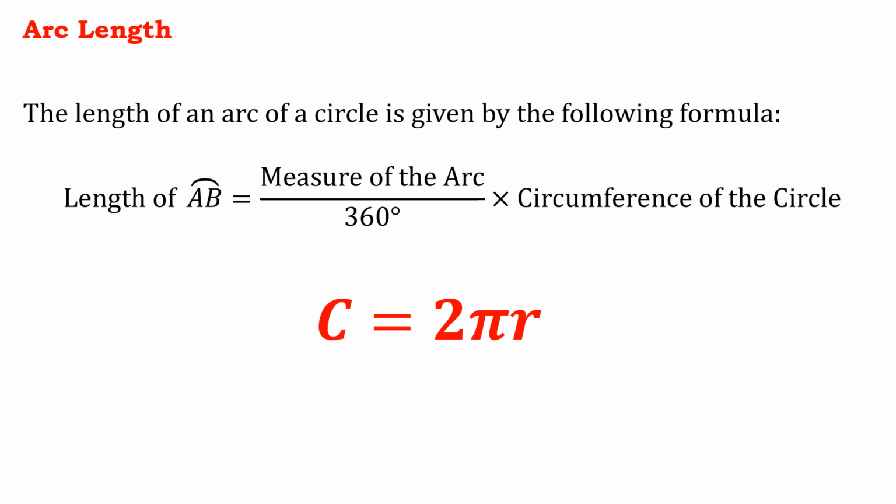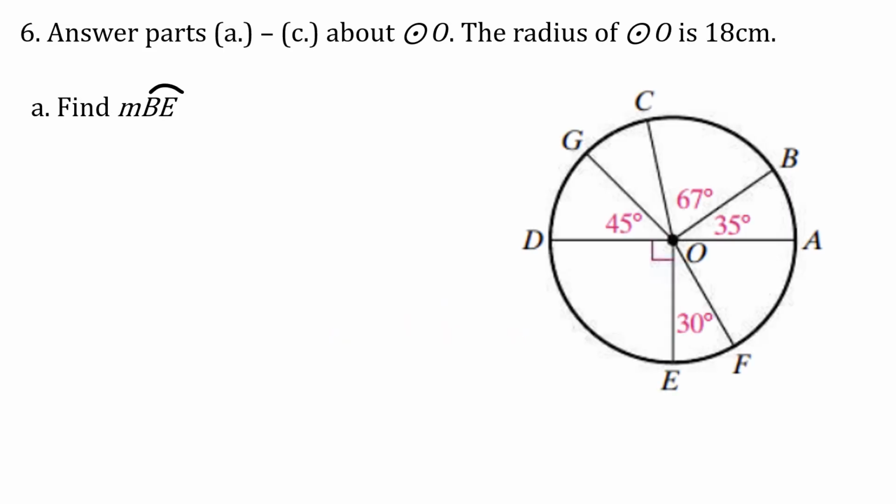So we've got the length of the arc is equal to the measure of the arc over 360. That's just going to tell you what portion of the circle this takes up. How big of a slice of pizza are you working with here? Times the circumference of the circle. So what size is the pizza? Is it a small pizza, a medium pizza, or a large pizza?